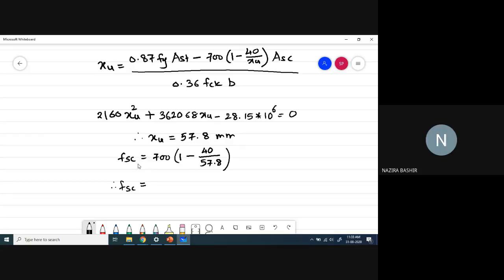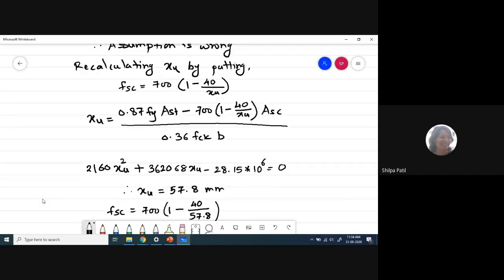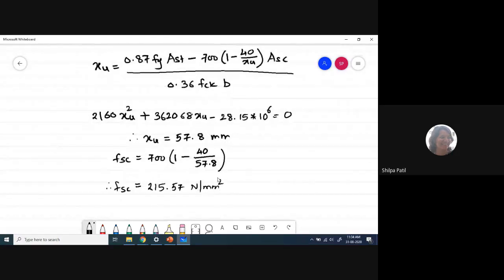215.57 Newton per mm square. Compare this value with the maximum value of 0.87 Fy, which is 217.5. Okay, so this value is coming less than 217.5.